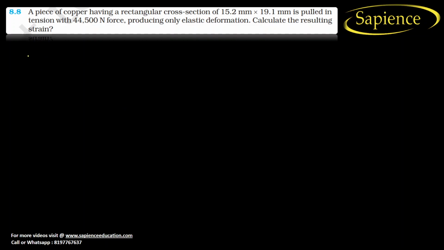Let us see question number 8.8. Read this question. A piece of copper having a rectangular cross-sectional area is pulled in tension with 44,500 Newton force, producing only elastic deformation. Calculate the resulting strain. So we need the strain.